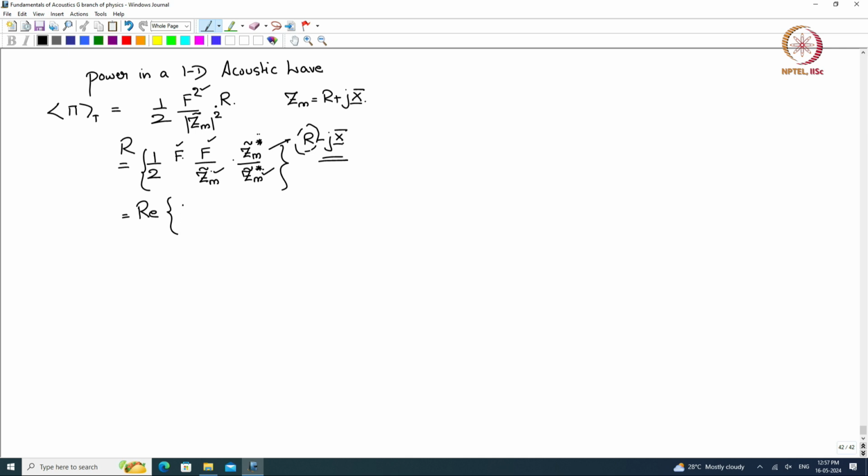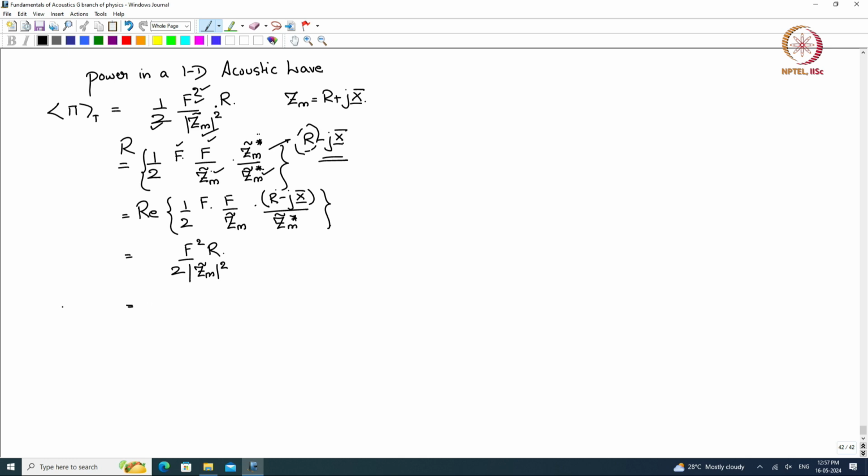So what do I mean? Real of 1/2 F by Z m tilde times R minus jX by Z m tilde conjugate is equal to F squared by 2 magnitude Z m tilde squared, and the real part gets me the R. So what does the exercise mean?